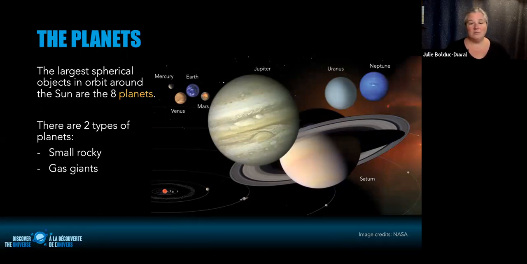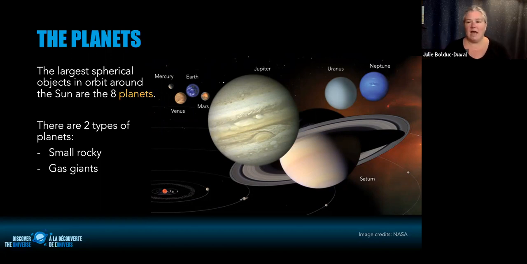The largest spherical objects in orbit around the sun are the 8 planets. So you have them all here: Mercury, Venus, Earth, and Mars, which are the small rocky or terrestrial planets closer to the sun. And we have Jupiter, Saturn, Uranus, and Neptune, which are gas giants. We sometimes call Uranus and Neptune ice giants because their composition is a bit different. But especially if you're starting or teaching the solar system at the basic level, gas giants is good, especially because we're talking about the surface. We could land on Mercury, Venus, Earth, and Mars. There's a solid surface. We could put our foot on the ground. We wouldn't be able to do that on the other 4, Jupiter, Saturn, Uranus, and Neptune.